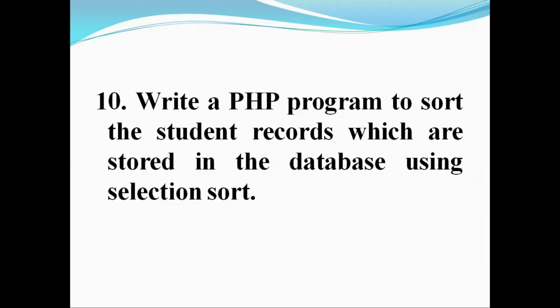Whatever information we have stored in the database, we need to sort that data using the selection sort. How to sort? As I said, we can make use of the selection sort, but in order to sort the elements, we should have some element or a primary key, right? Here we are using USN as the primary key.